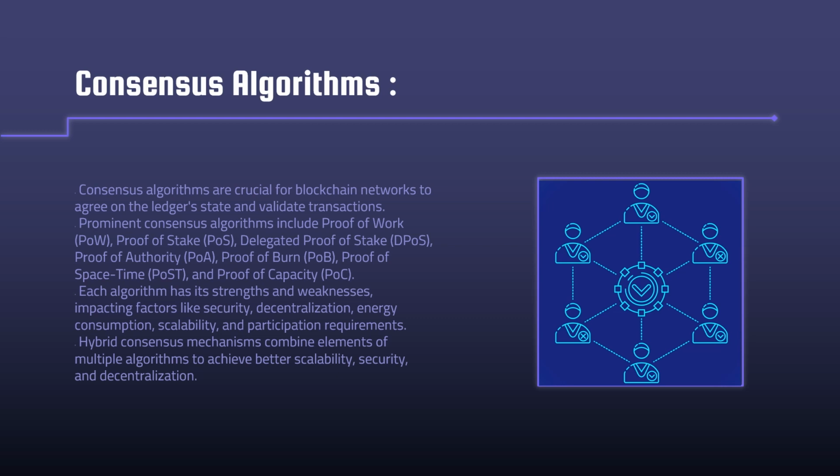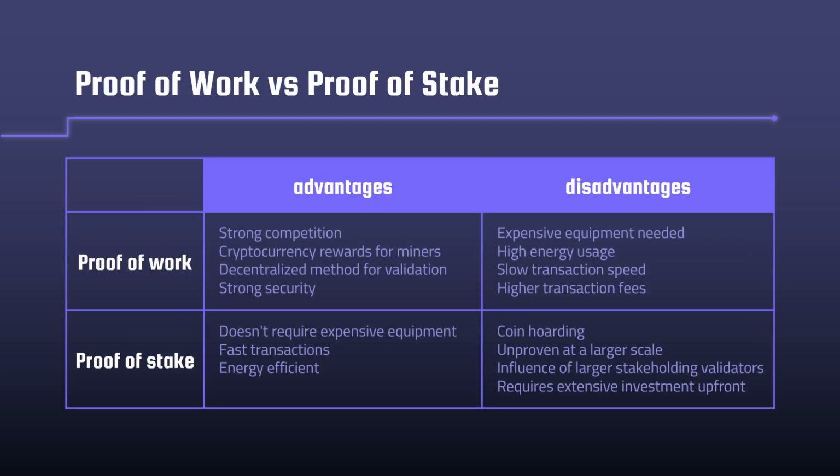Hybrid consensus mechanisms combine elements of multiple algorithms to achieve better scalability, security, and decentralization. Proof of work versus proof of stake. We have a table comparing and contrasting two consensus mechanisms used in cryptocurrency.